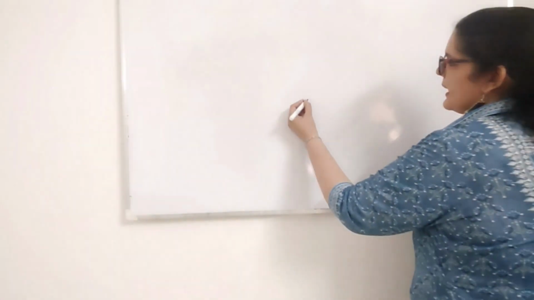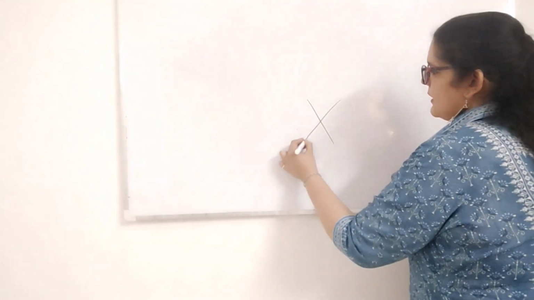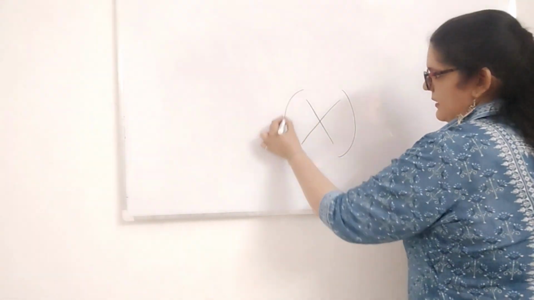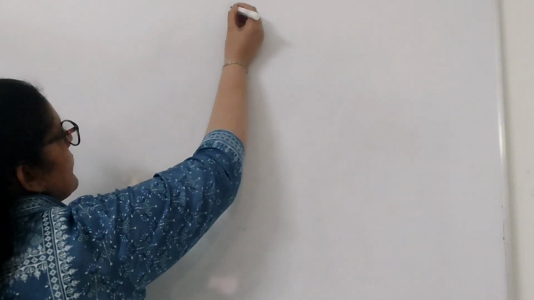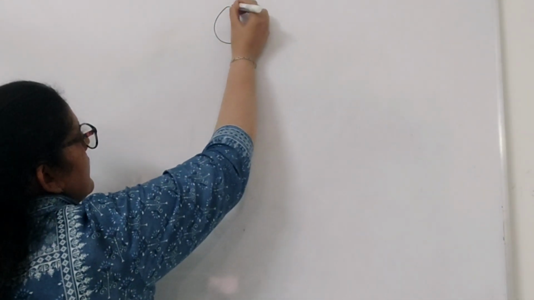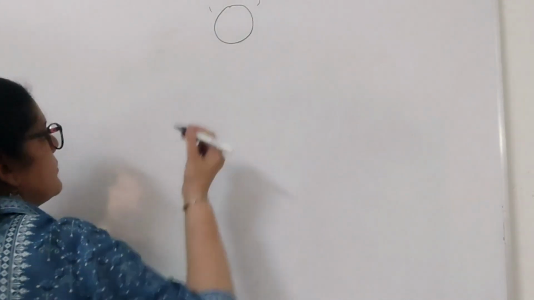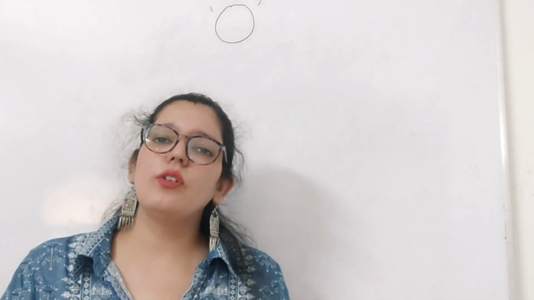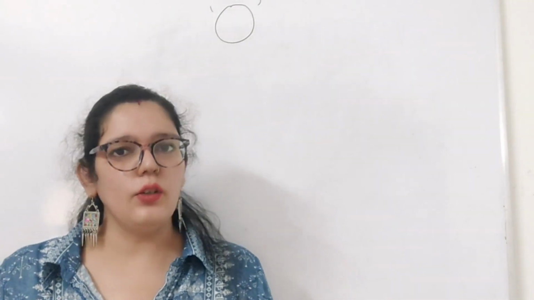But before starting, you should know what's the sign of multiplication. The sign of multiplication is this. So first we will start with 0 times table. You should know when we multiply something to 0, the result will always be a 0.